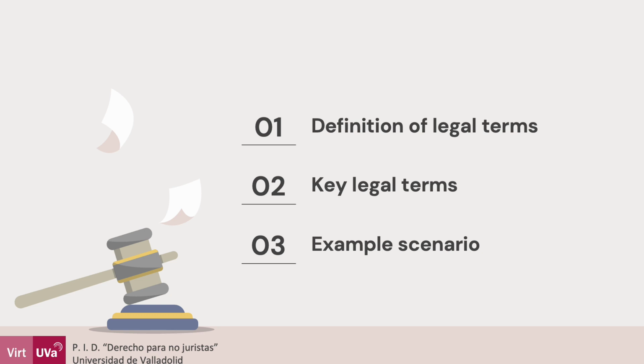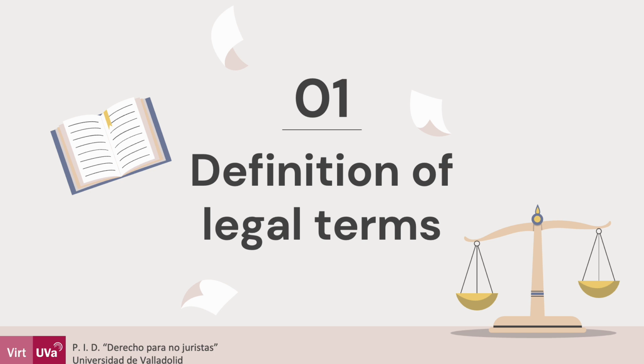Let's get started. Legal terms are specific words and phrases that are used within the field of law to describe processes, actions, rights, and obligations. These terms are part of the specialized vocabulary that ensures precision and clarity in legal documents and discussions. Unlike everyday language, legal terms have particular meanings and implications in legal contexts, which can significantly impact how laws are interpreted and enforced.